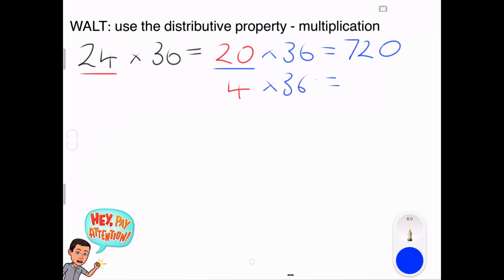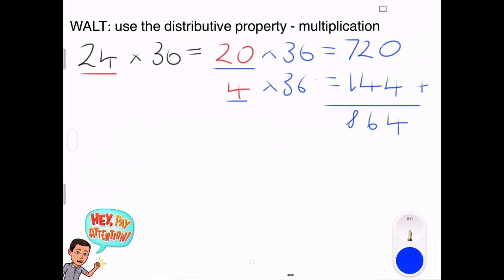Then I'm going to come down and multiply 4 times 36. So I'm going to go 4 times 36, which is 144. Now all I need to do is add those two together. Okay, so I'm going to add those two numbers together. 4, 6, 8. And there is my answer, 864. So the distributive property is about breaking numbers up to make them easier to solve.